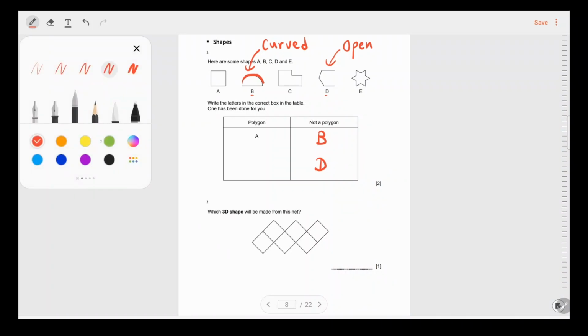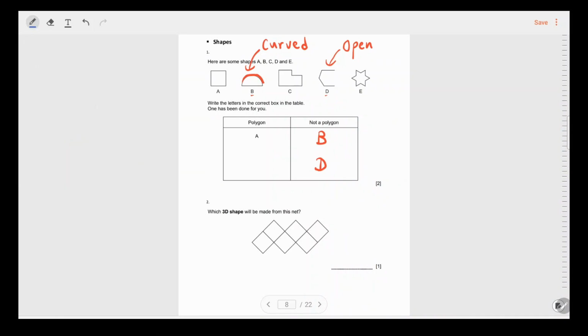And then, like I just told you, a polygon is a 2D shape, a closed 2D shape which has straight lines.